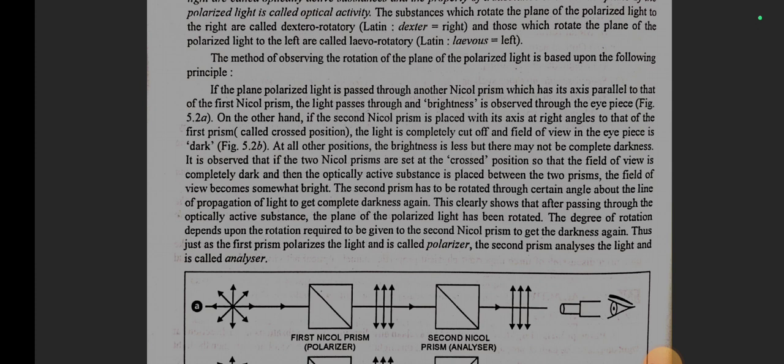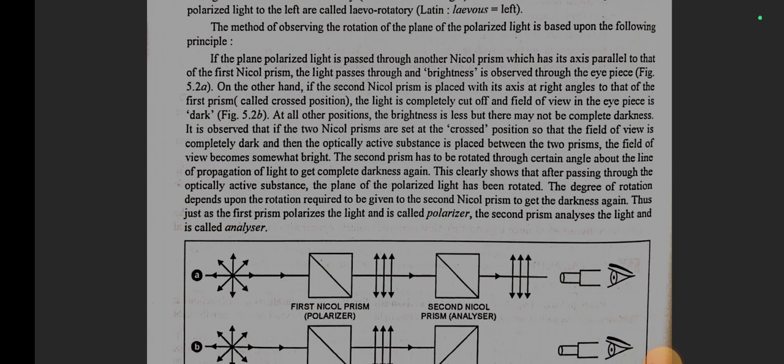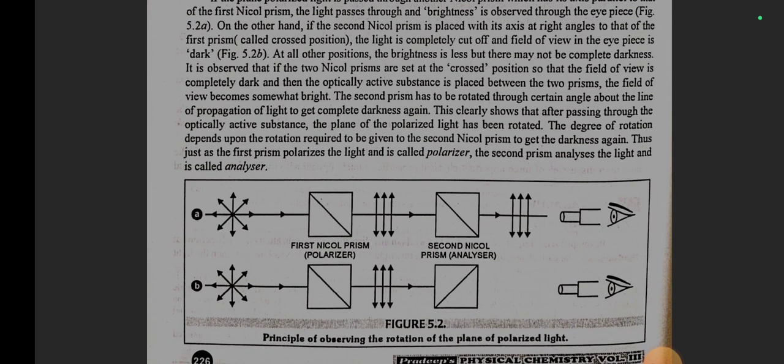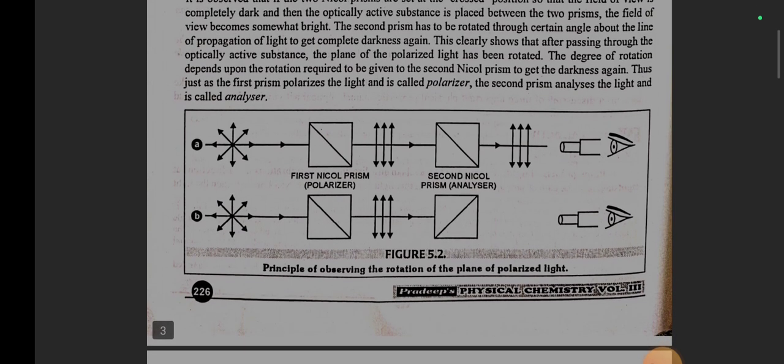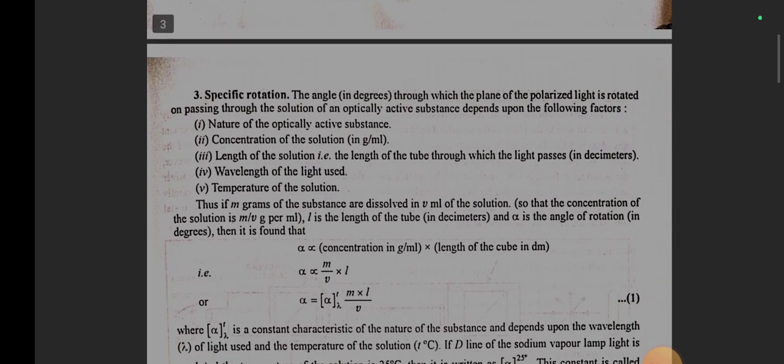It is observed that if two Nicol prisms are set at the crossed position so that the field of view is completely dark, and then the optically active substance is placed between the two prisms, the field of view becomes somewhat bright. The second prism has to be rotated through a certain angle about the line of propagation of light to get complete darkness again. This clearly shows that after passing through the optically active substance, the plane of polarized light has been rotated. The degree of rotation depends upon the rotation required to be given to the second Nicol prism to get the darkness again. Thus, just as the first prism polarizes the light and is called polarizer, the second prism analyzes the light and is called analyzer.